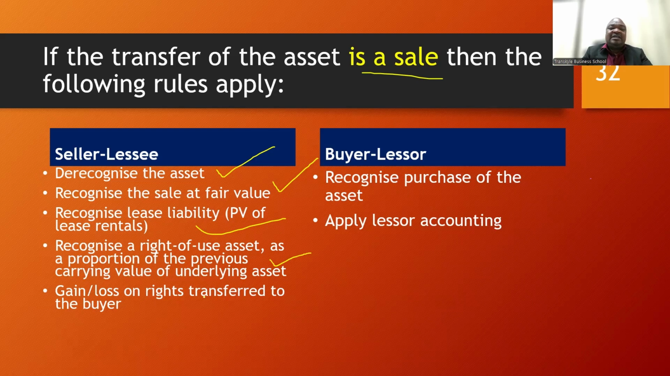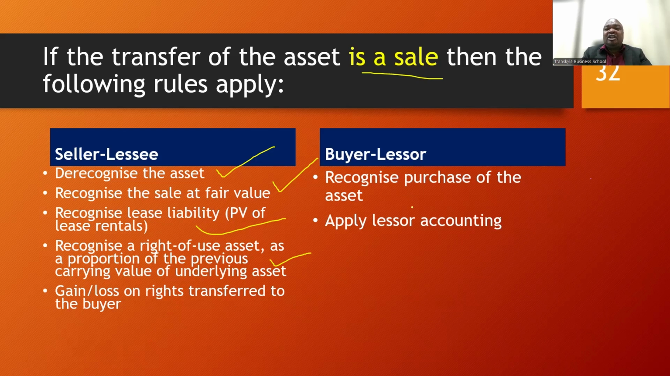Gain or loss on rights transferred to the buyer. So the gain or loss on rights transferred to the buyer should also be recognized. Usually, when you sell something, obviously there would be some gains or losses, isn't it? And those should be recognized. Obviously, we recognize them in the statement of profit or loss, isn't it? Good.